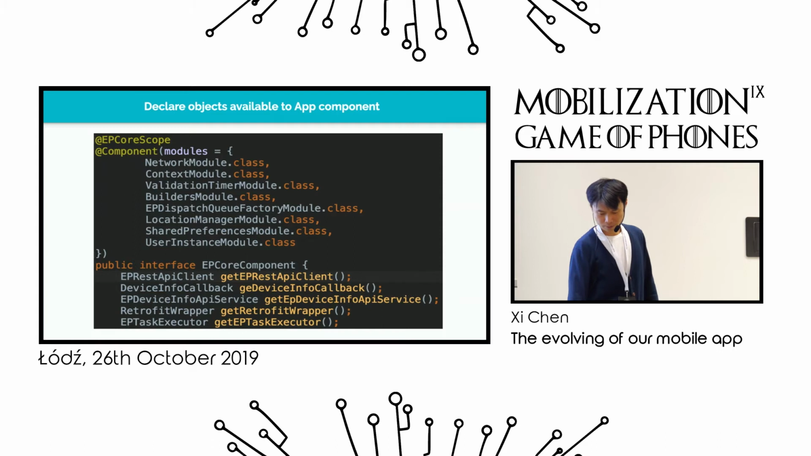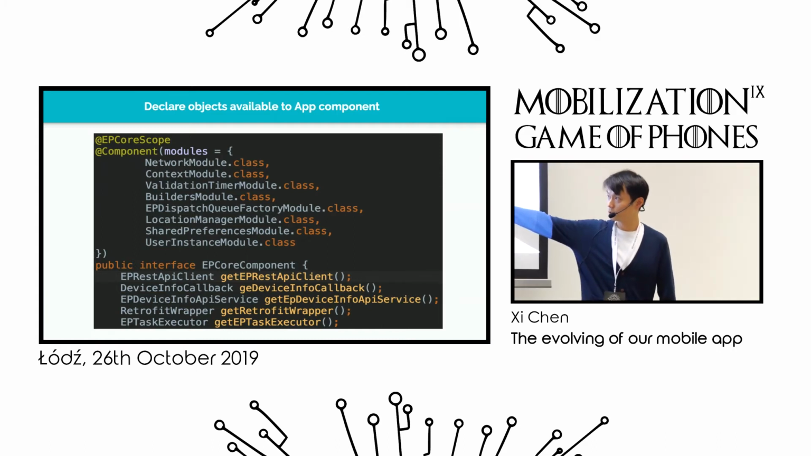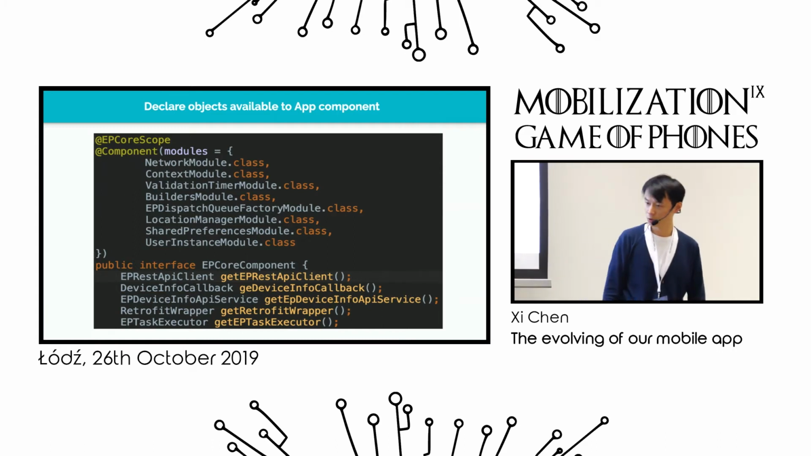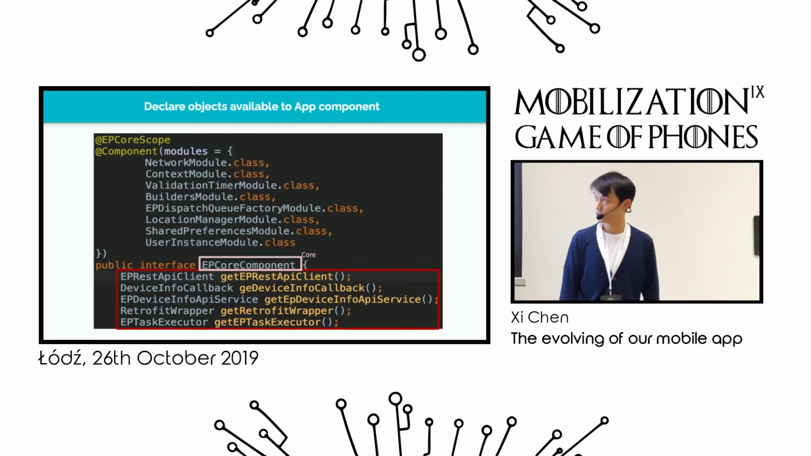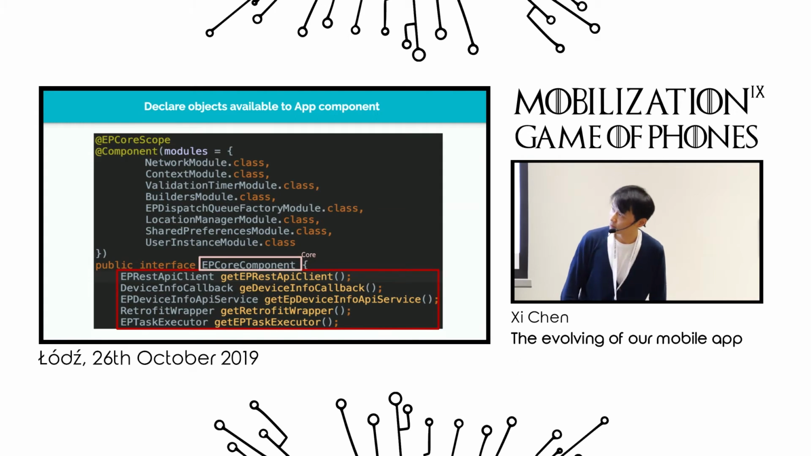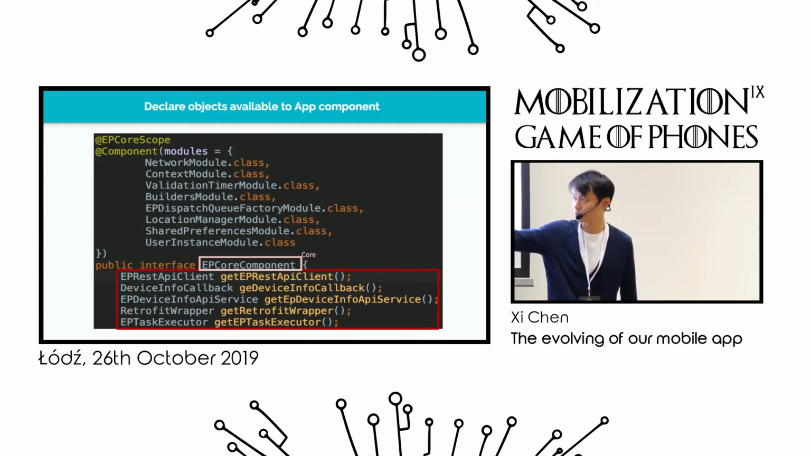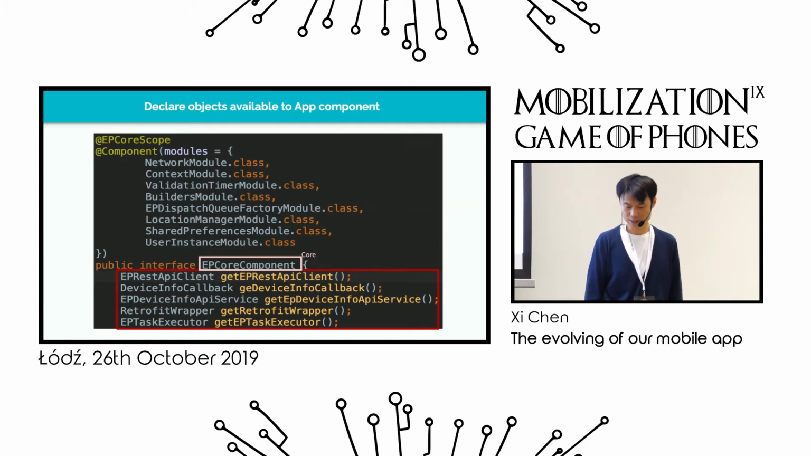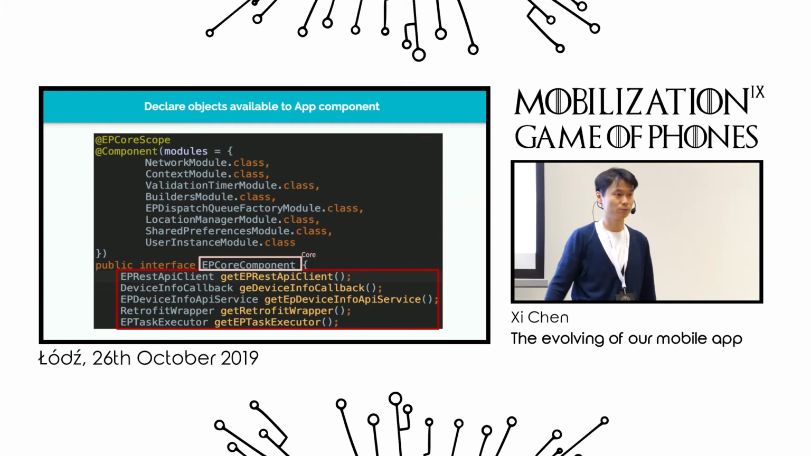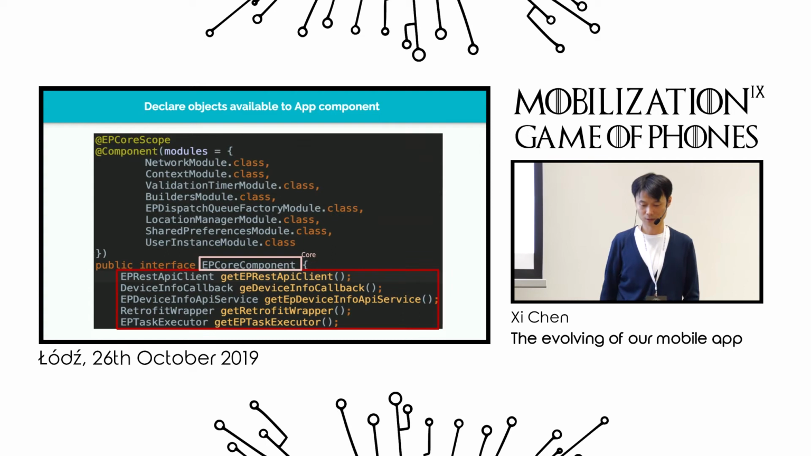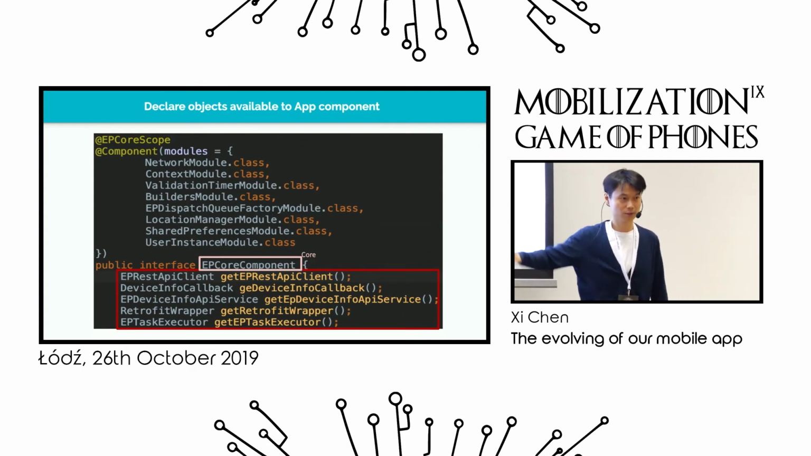Okay, then still, this is the core component. As you can see, the name is interface EP core component. We explicitly declared those interfaces like abstract methods, returning some specific types of objects. The purpose of doing that is to have those types of objects exposed to the app module, like to the upper layer, so that the app module can inject those things.